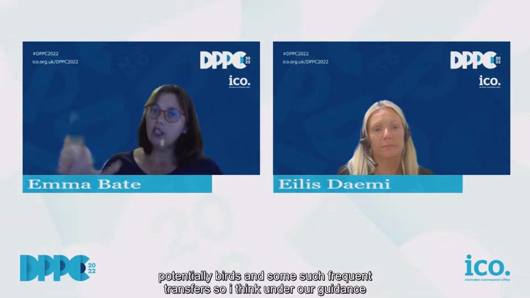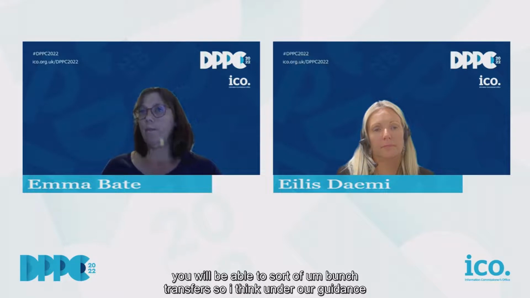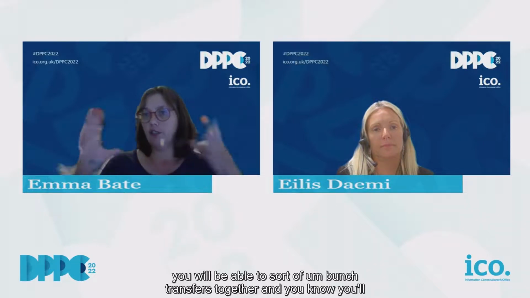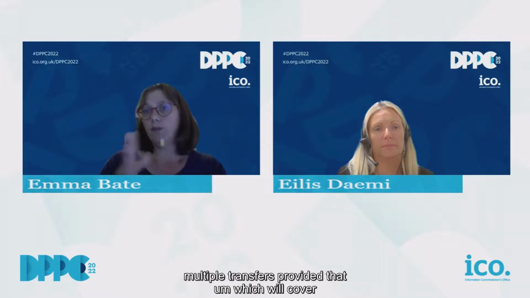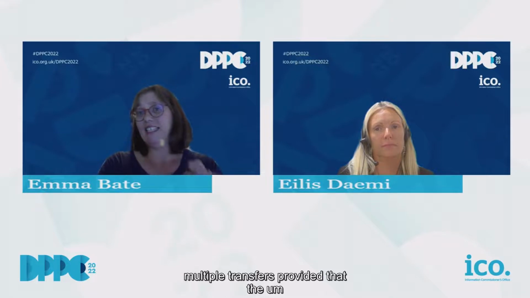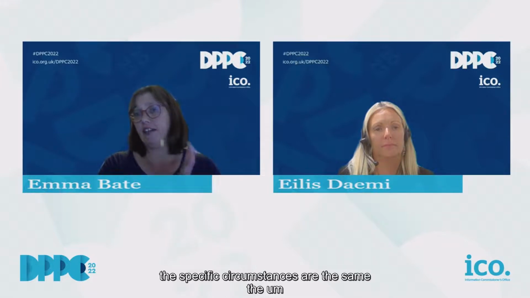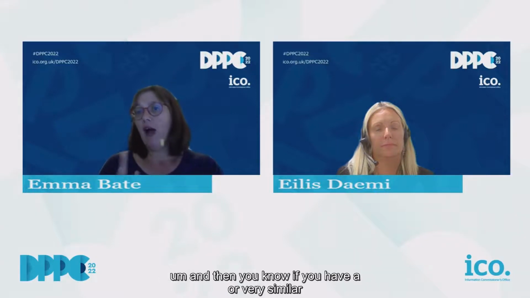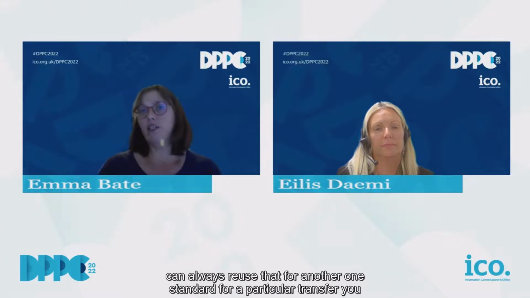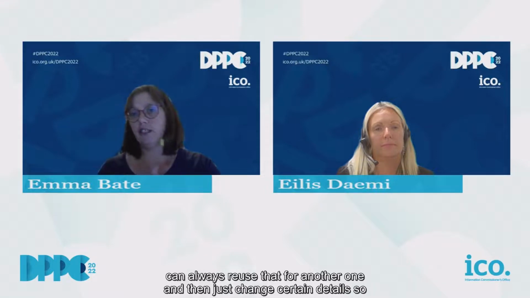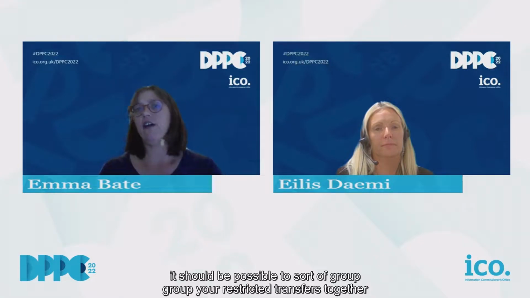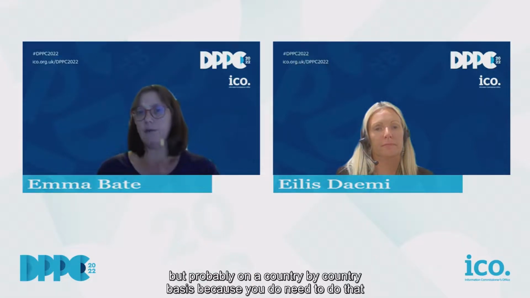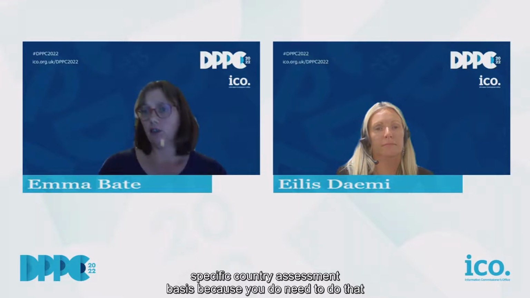So I think under our guidance, you will be able to bunch transfers together, and you'll be able to do a transfer risk assessment, which will cover multiple transfers, provided that the specific circumstances are the same or very similar. And then, if you have a standard for a particular transfer, you can always reuse that for another one and then just change certain details. So it should be possible to group your restricted transfers together, but probably on a country by country basis, because you do need to do that specific country assessment.